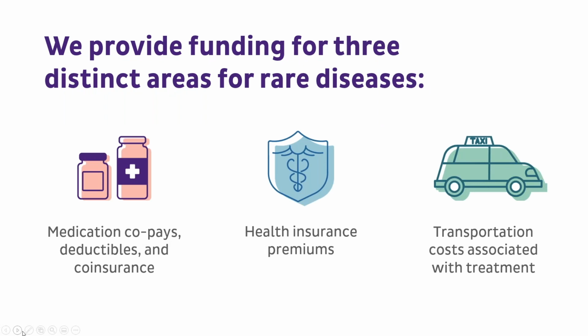Currently, we have 3 types of assistance programs to help patients with their out-of-pocket costs. The first program is our Medication Assistance Program, which assists patients with deductibles, copays, and coinsurance for their medications. The second program is our Premium Assistance Program, which assists patients in paying their monthly primary or secondary health insurance premiums. And the third program is our Transportation Assistance Program.